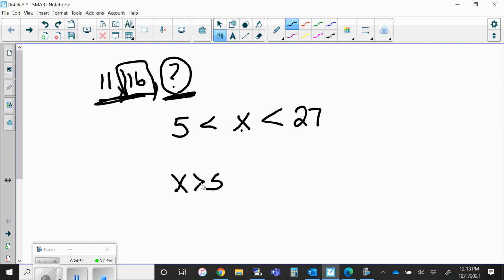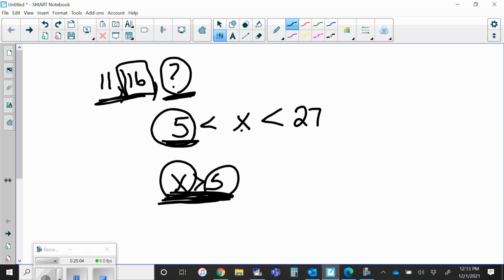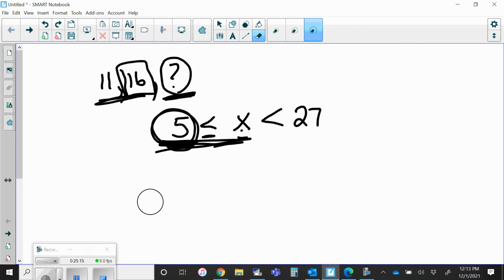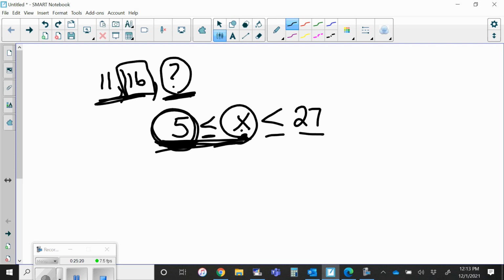Right, so look. If I said X has to be greater than 5, what if the 5 comes first? It says X is greater than five, yes? If I put the five first, then five is less than X. These two things right here mean the same exact thing. And this one says that X has to be less than 27. So any numbers between 5 and 27, not including 5, not including 27, could be my mystery side. Do you follow me, yes or no?